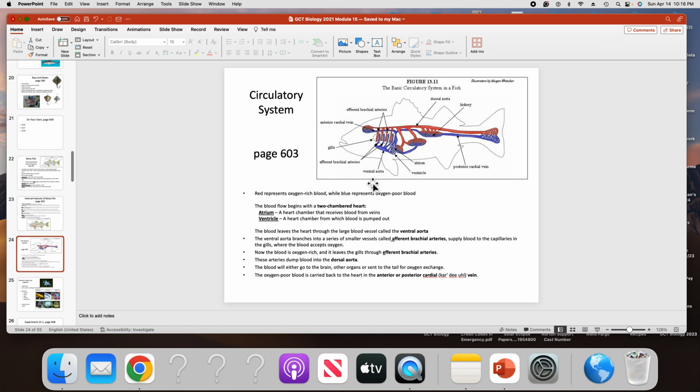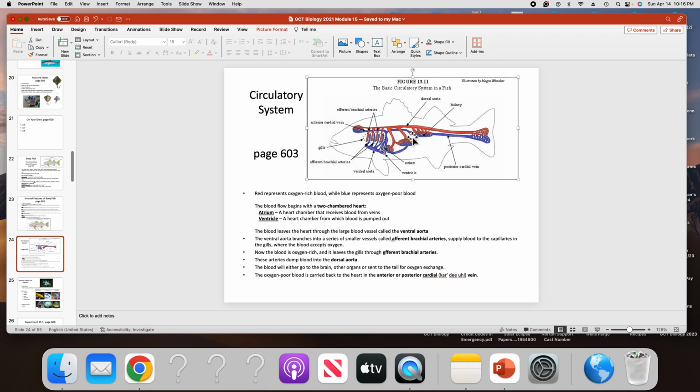The ventral aorta branches into a series of small vessels. They're called afferent branchial arteries. That's right here, and then they're shown up here. They would supply blood to the capillaries in the gills, and then here they receive a lot of oxygen as the water flows through the gills. Now the blood is rich in oxygen, and it leaves the gills, let's see the red structures, through efferent branchial arteries. Those are the ones labeled up here. These arteries dump blood into what's called the dorsal aorta. That's this blood vessel here.